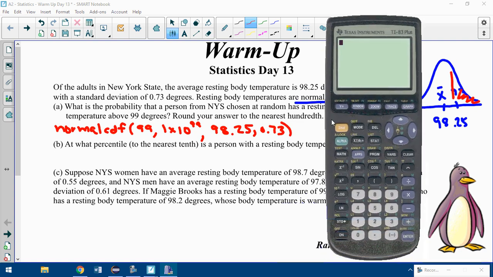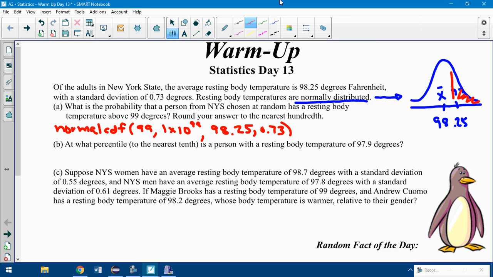I only have an old calculator today, so when I go to second distribution to get that normal CDF, it doesn't say lower, upper, and so on. I have to type it in as 99, comma, 1 times 10 to the 99th, comma, 98.25, comma, 0.73. And it'll tell me that it's 0.15211. So the probability to the nearest hundredth would be about 0.15. So about 15% of the people have resting body temperatures above 99 on average.